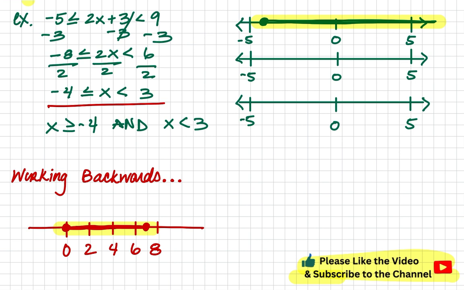Okay, then for the second one, we have x is less than 3. So 3 is around here, and it's just less than, so it is a hollow circle. And all the values less than 3 satisfy this part. So we're going to do this.